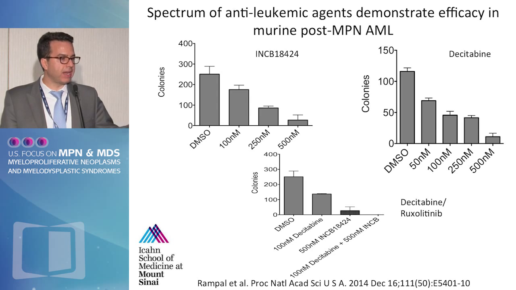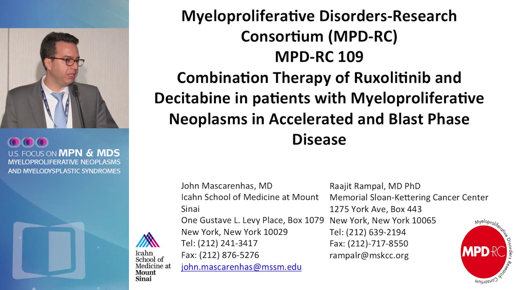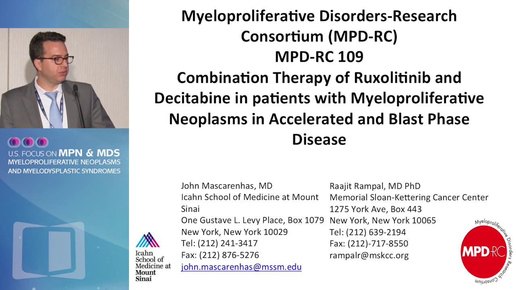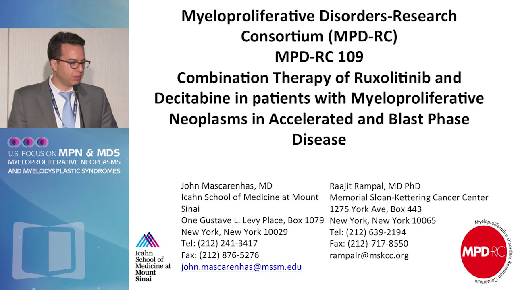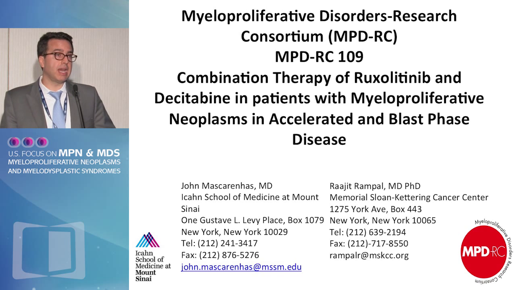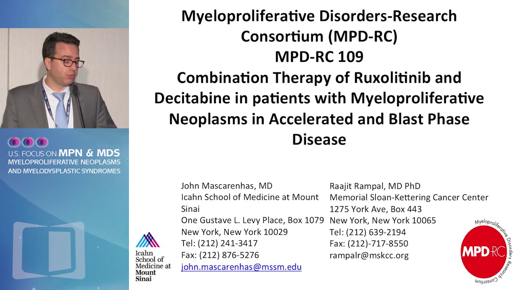This sort of provides us the preclinical rationale for the MPDRC 109, which is a combination study of Rux and decitabine in patients with accelerated phase and blast phase disease, which we're running through the MPDRC. We're on the verge of completing the phase 1 portion and then moving to phase 2. The study is Rux at doses of 10 BID, 15 BID, 25, and 50. And decitabine is 20 milligrams per meter squared, 5 days in a row, every 4 weeks.